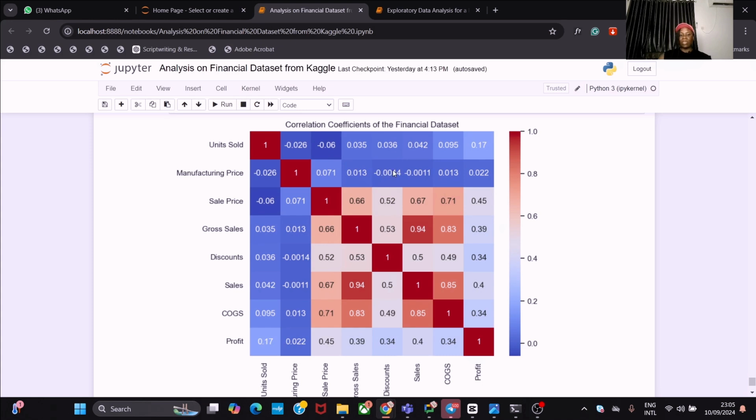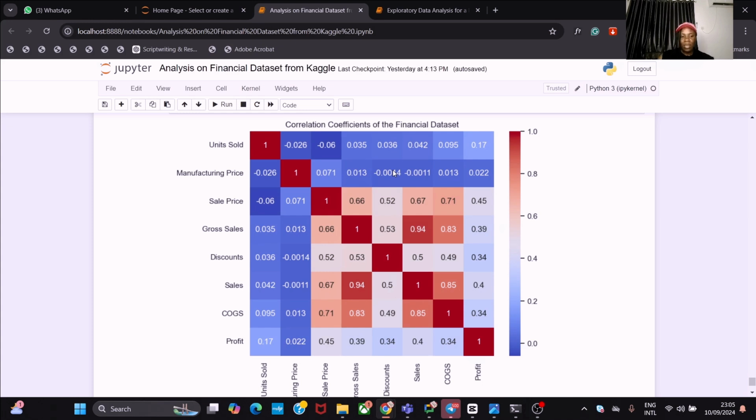When you look at manufacturing price and discounts here, you will see that this is a very weak correlation. A discount simply means the amount removed from the unit price of an item for a customer. For example, a company decides to run a promo or slash the prices of their goods. They can say that a unit of value goes for $10, but because of this promo, we are going to be giving a unit of value for $5, slashing the price by $5.